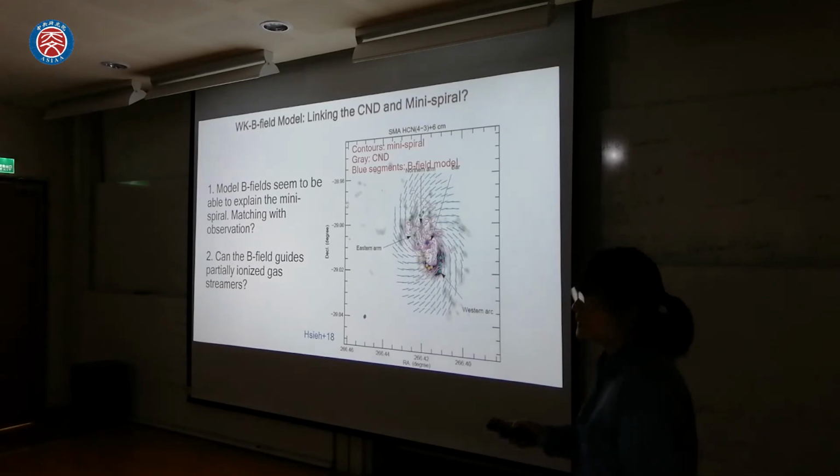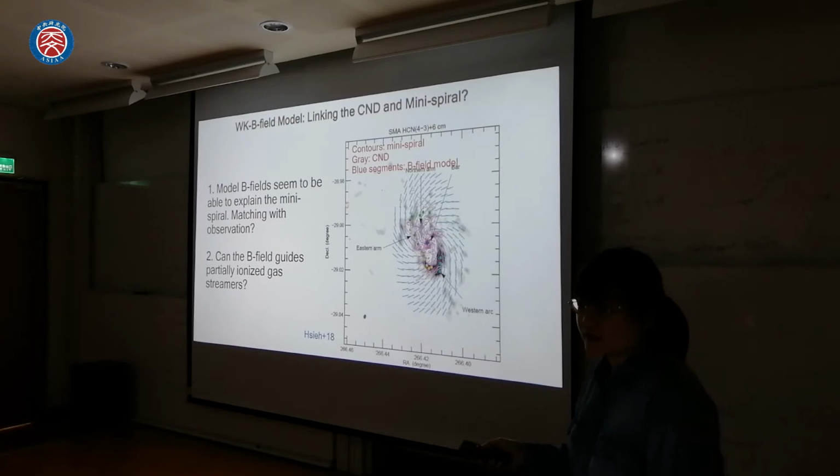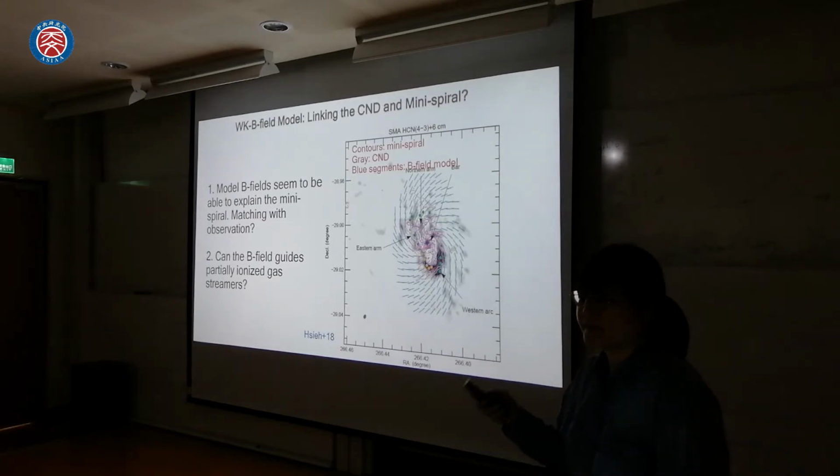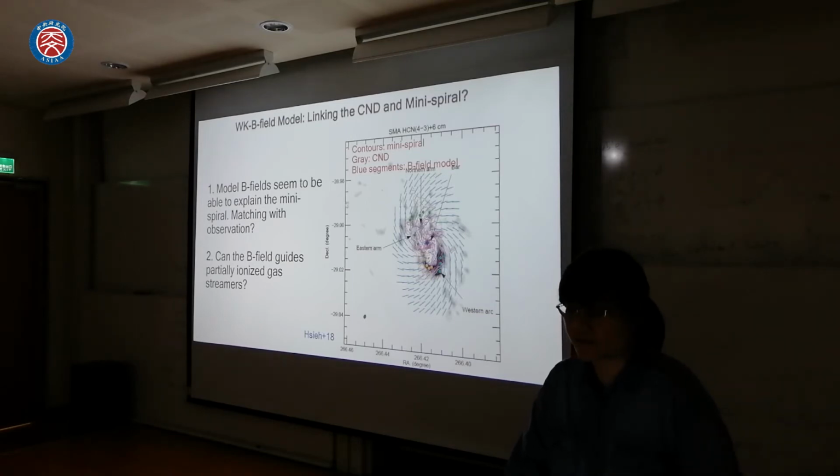Then we want to ask whether the same coherent B field exists in this region, and whether the B field strength is high enough to guide the partially ionized gas streamers in this region. Then this will help us to understand and explain the geometry of the ionized streamers here. That is, the B field can be related to the geometry of the inflow structure here.